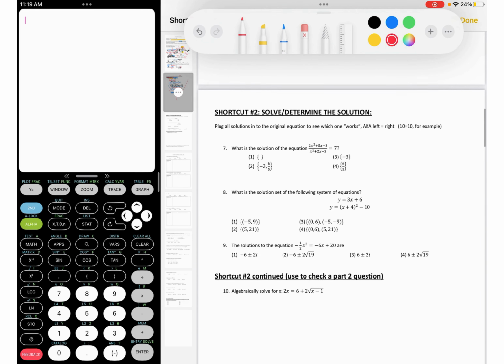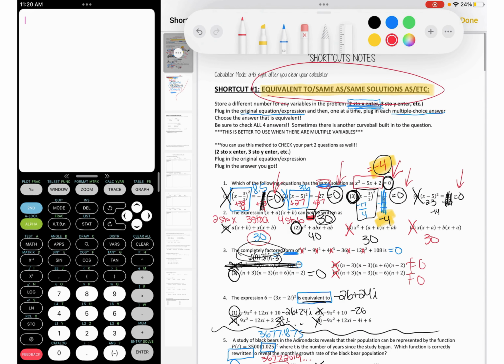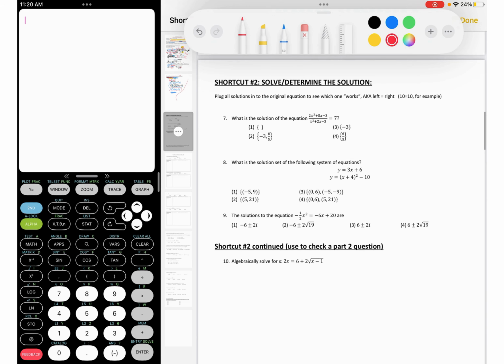All right, that was all shortcut number 1, which is what, again, you want to use if it says anything in terms of equals. Written as, same as, not equivalent to, has the same solutions, does not have the same solutions. Any of that can be used, okay? Now, shortcut number 2 is solving. This one's a little bit more self-explanatory.